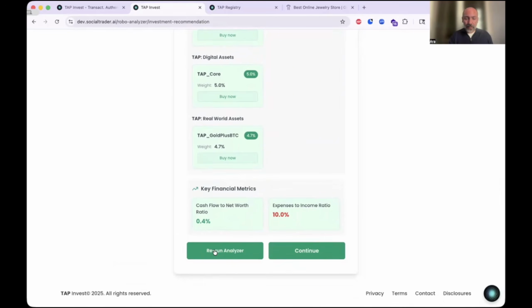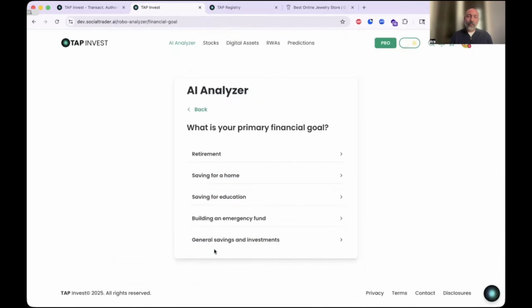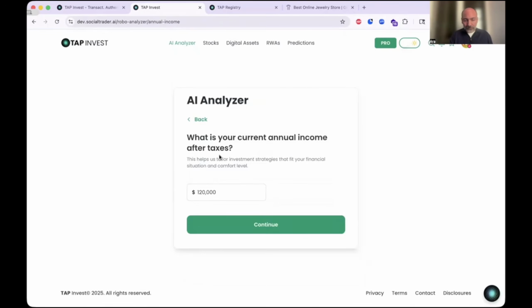So I'm going to click Rerun Analyzer. As soon as I do that, one of the first questions it asks is, what is my primary financial goal? We all are at different stages in life and we have different financial goals. Some of us might be saving for retirement. Some of us might be saving to buy a home, for an education for one of our children, or just to build an emergency fund or general savings and investment. So in this case, let's go with retirement.